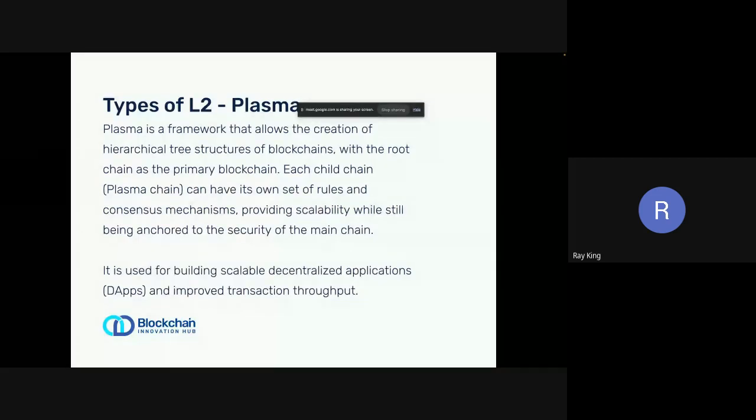Now, I also want us to understand that Plasma uses a mechanism called fraud proof.